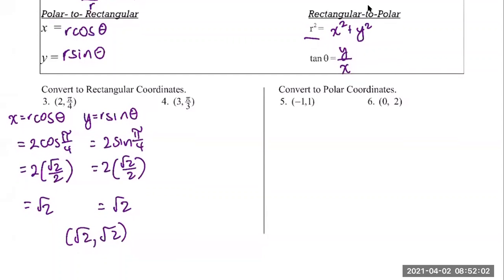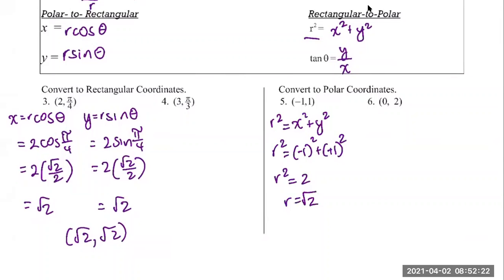Okay, so converting to polar coordinates, we're going to now work with the fact that r squared is equal to x squared plus y squared. So if I square x and I square y, I should get r squared equals 2, r is equal to radical 2. Okay, so what we're going to do is visualize for the angle measure. Sometimes it's easier for us to visualize where the coordinate point is in rectangular form to figure out what angle measure it is. You can most certainly do tangent of theta is equal to y over x.